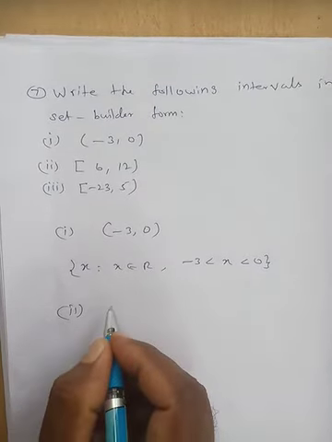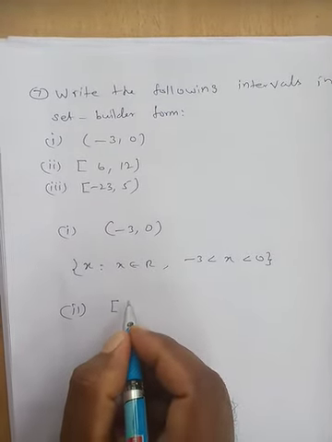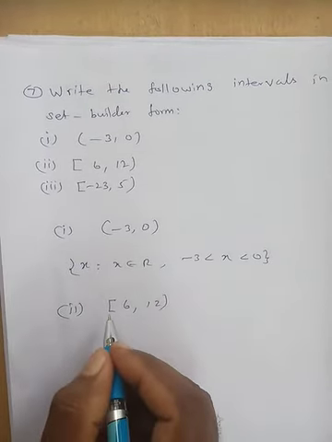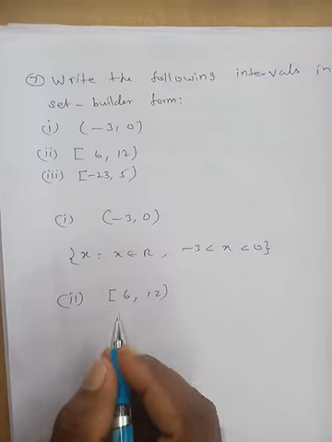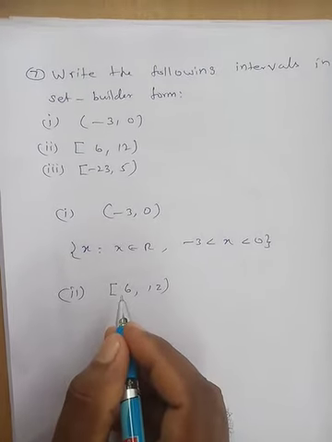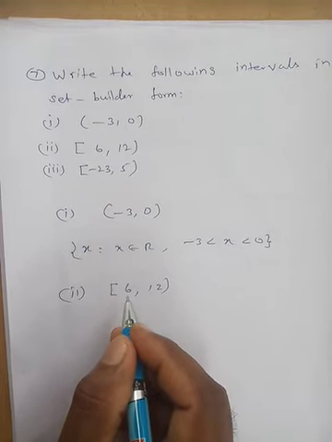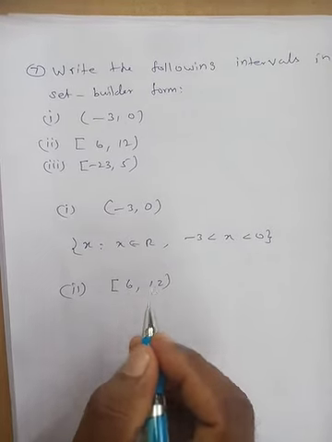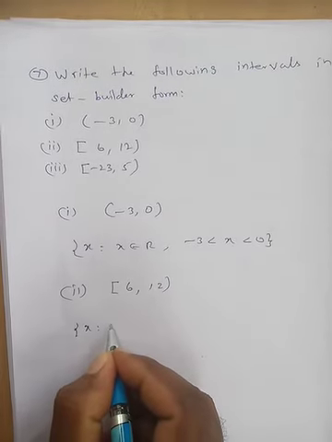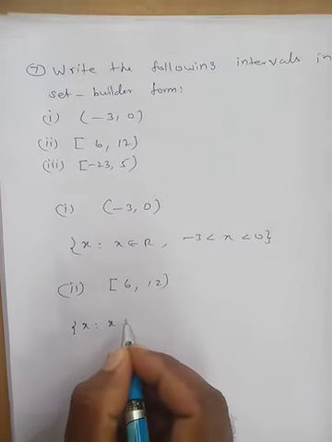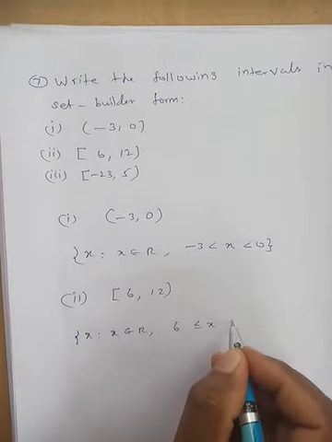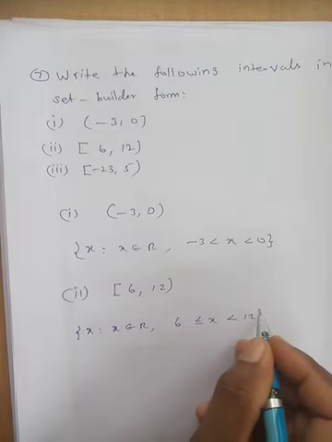Second one: square bracket 6 comma 12 parenthesis, closed at 6 and open at 12. This interval is the set of all real values between 6 and 12, including 6 and excluding 12. So the required set in set filter form is x such that x belongs to R, 6 less than or equal to x strictly less than 12.